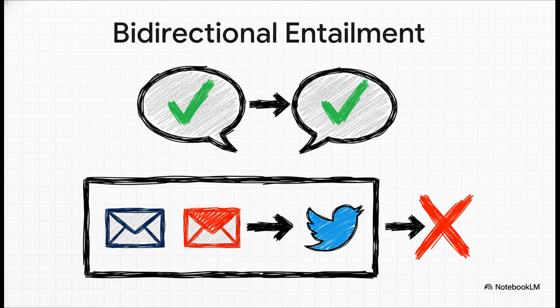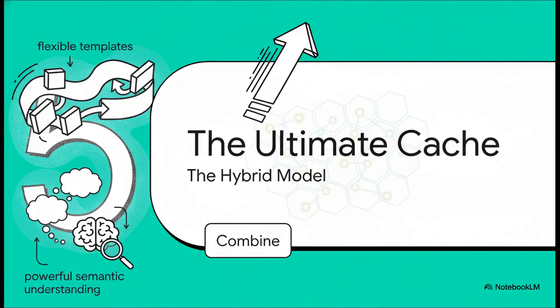After it finds a similar query, it does a quick logic check. It asks two questions. One, does the new query logically lead to the old one? And two, does the old one lead to the new one? Change Outlook password implies update Outlook password, and the other way around. But update Outlook password definitely does not imply update Gmail password. This is the step that stops you from giving a user the wrong answer. It's absolutely crucial.